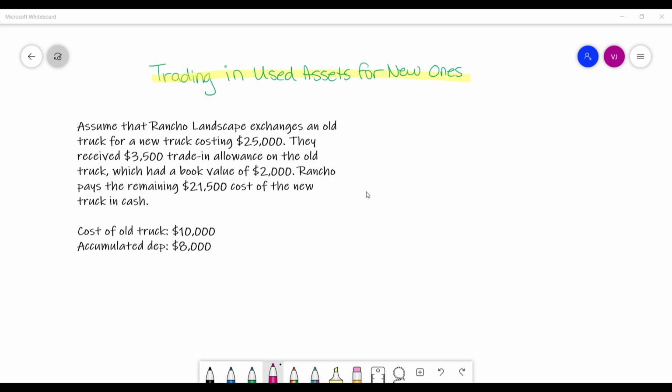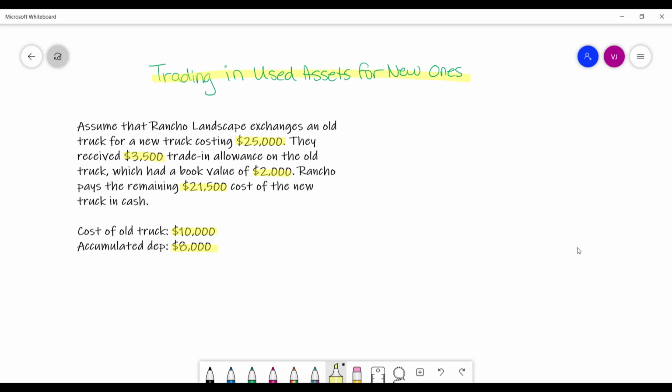In this video, we're going to look at how to account for trading in used assets for new ones. So here it says, assume that Rancho Landscape exchanges an old truck for a new truck costing $25,000. They received a $3,500 trade-in allowance on the old truck, which had a book value of $2,000. Rancho pays the remaining $21,500 cost of the new truck in cash. The cost of the old truck is $10,000, and its accumulated depreciation here is $8,000.